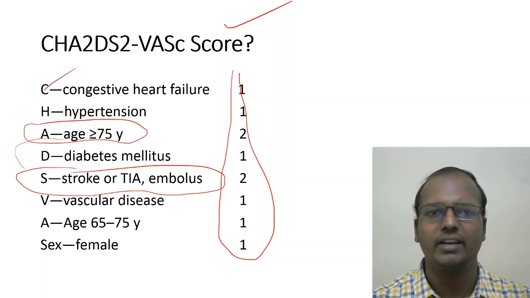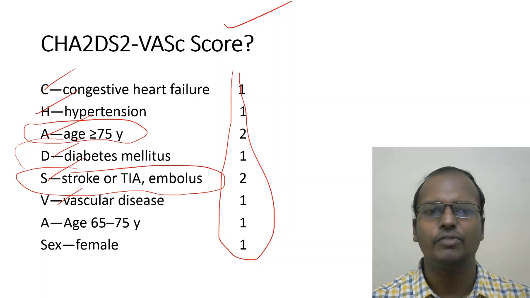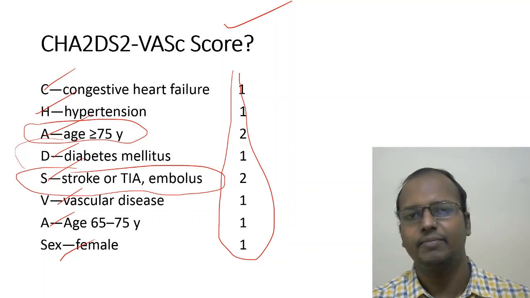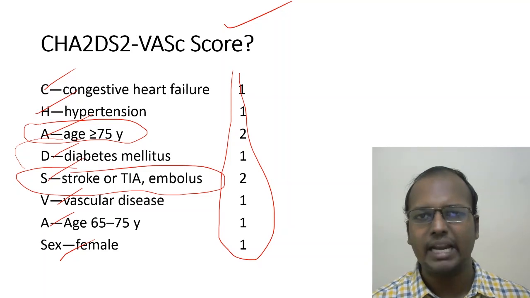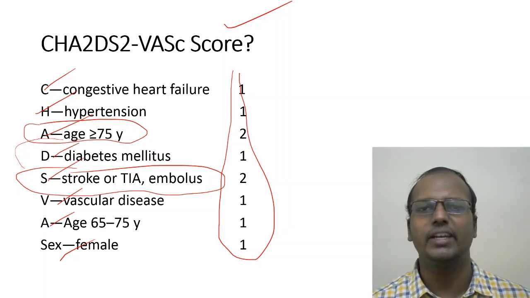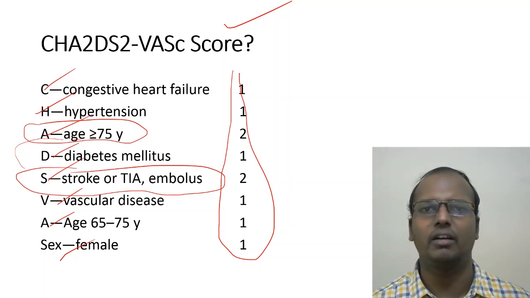C for congestive heart failure, H for hypertension, A for age more than or equal to 75 years, D for diabetes, S for stroke/TIA/embolus, V for vascular disease, A for age 65 to 75, and S for sex. That is female sex especially. This is a scoring system which can be employed in a patient with non-valvular atrial fibrillation to decide whether this patient will need an anticoagulant or not.